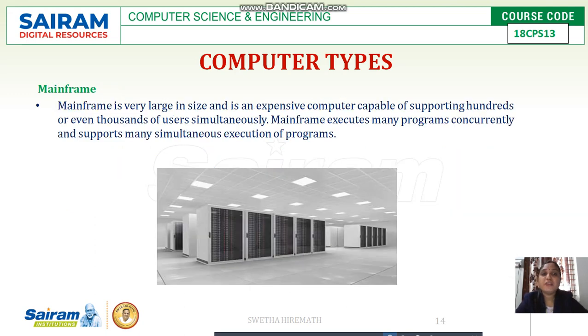So next is mainframe types. These are larger when compared with the other types of computers which we have seen till now, that is maybe the workstations, the minicomputers, or the PC. This mainframe is very large in size, and it is also more expensive, capable of supporting hundreds or even thousands of users simultaneously. That is, hundreds or thousands of people can work together on this type of computer. So mainframes execute many programs concurrently and support many simultaneous executions of the programs.